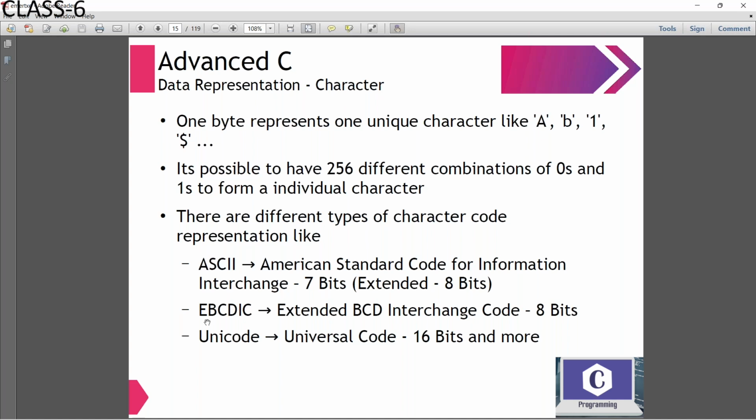Okay. Then there are other standards also, like EBCDIC, that is Extended BCD Interchange Code, which uses 8 bits. Then Unicode, a universal code, uses 16 bits and more, so you can see the difference in the number of bits used. It uses 16 bits and more to store one character, so more memory is required. EBCDIC uses 8 bits, comparatively one more bit, but fine, it uses only 1 byte to store one character. But nowadays, EBCDIC is not necessary at all.